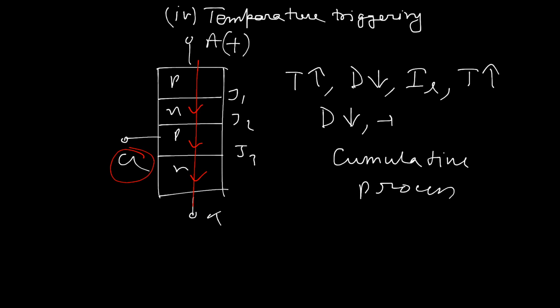But it can be controlled by using a proper cooling device. Otherwise the temperature will rise to a maximum amount, due to which this junction J2 can be permanently damaged. To recover from it, a proper heat sink should be incorporated for this purpose. Next and last is light triggering.